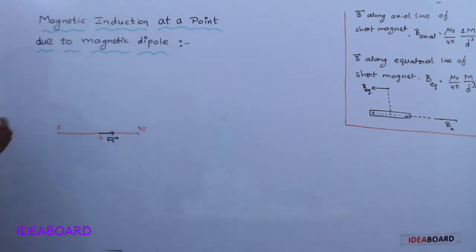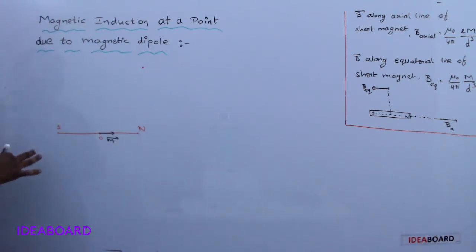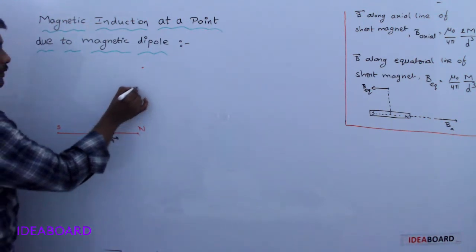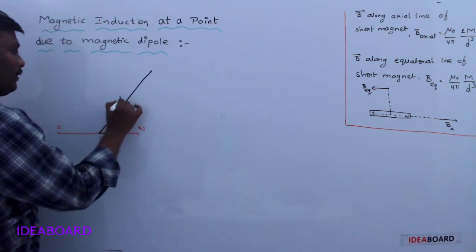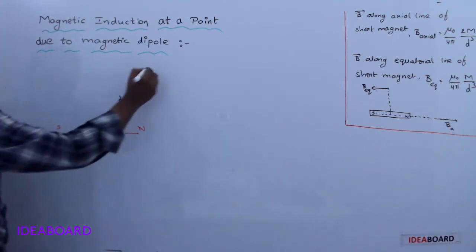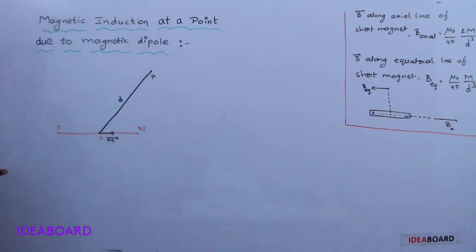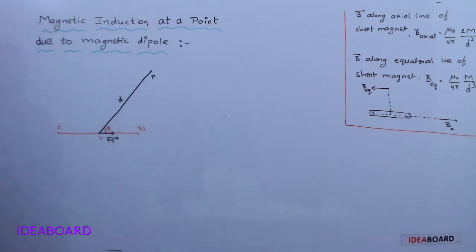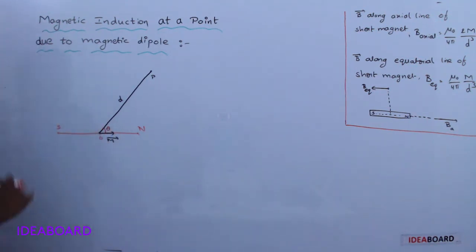Let us take a point P which is at a distance d from O. Now the line OP makes some angle theta with the magnetic moment. That's why it is a vector making an angle theta.